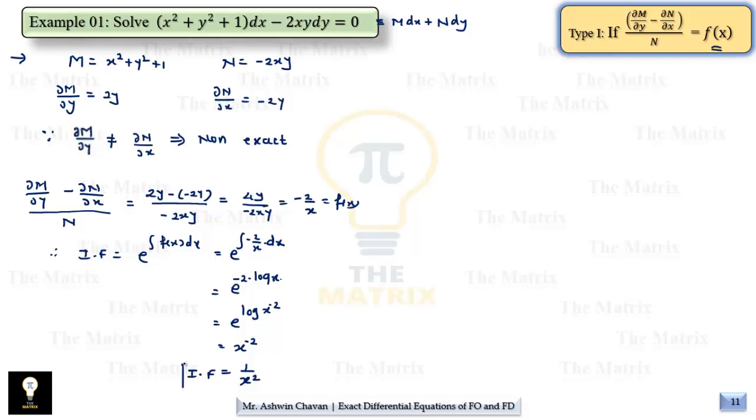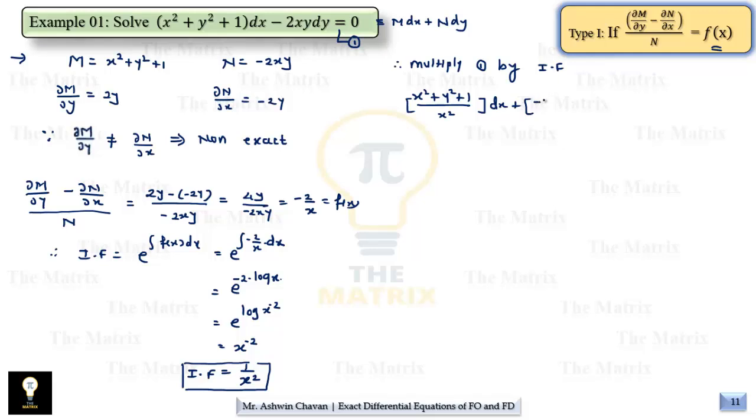Theory says that if we multiply the given non-exact differential equation by this integrating factor, then the resultant differential equation is exact. We call this equation 1. So multiplying, we get (x square plus y square) upon x square dx plus N dy, that is minus 2xy upon x square dy, equal to 0. And this is exact. No need to check here, but you can always verify.